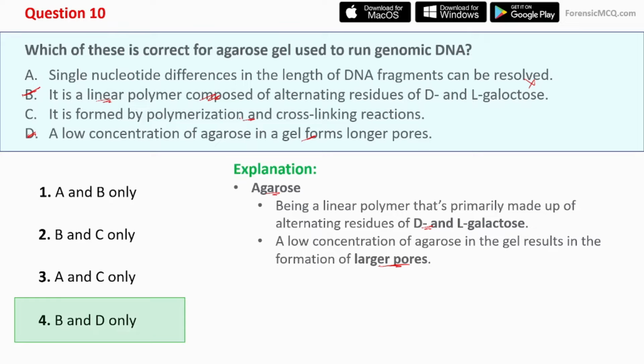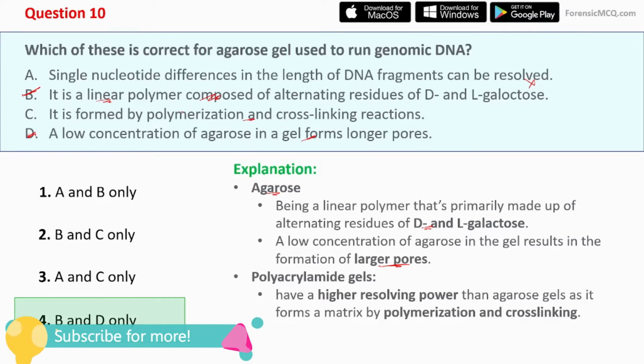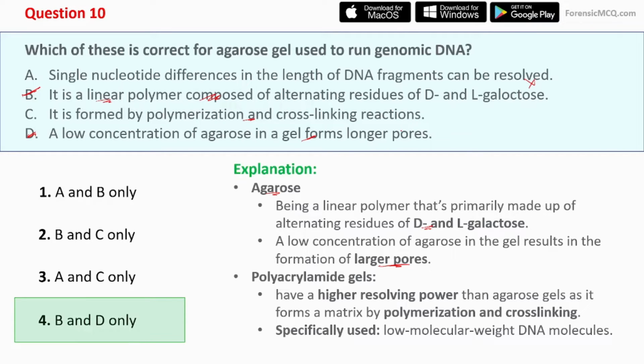And one more thing, these options A and C are related to polyacrylamide gel. Let's talk about polyacrylamide gel. Polyacrylamide gel has a higher resolution power than agarose gel and it forms a matrix by polymerizing and cross-linking. So option C states how a polymerized gel forms a matrix. And one major advantage of polyacrylamide gel is that it is specifically used for low molecular weight DNA.